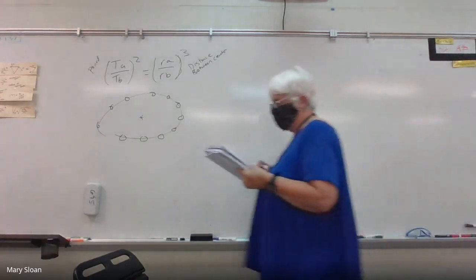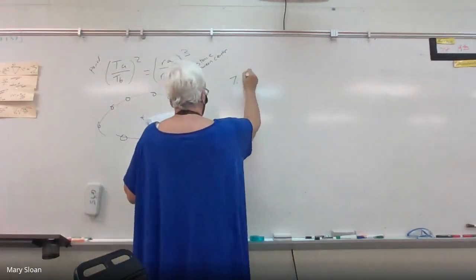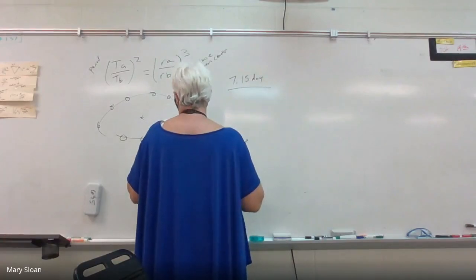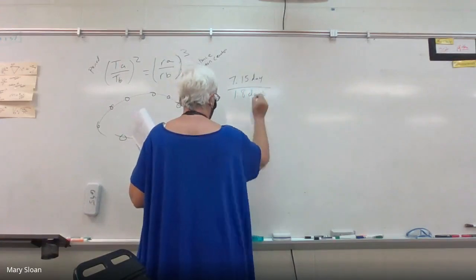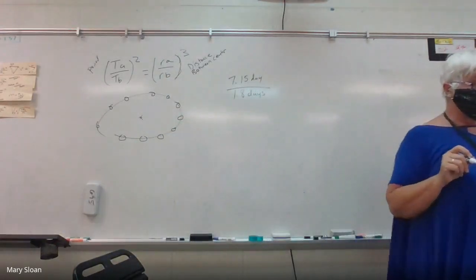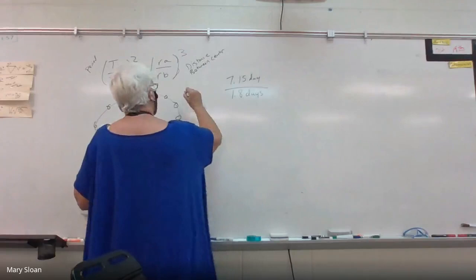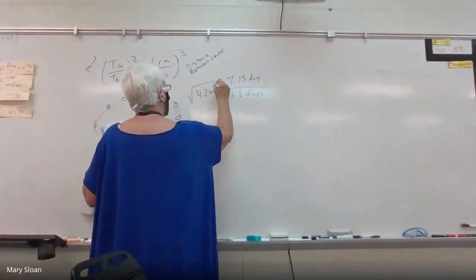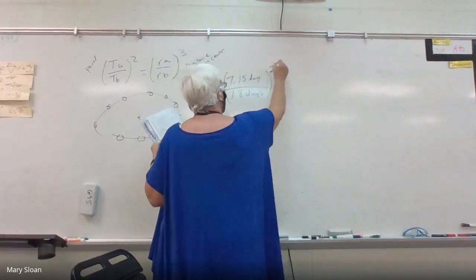Okay, so when we're talking about TA, that's our 7.15 days. What other thing do we have? Where did Miss Sloan get 1.8 days from? Your example problem 1. Yep, from problem 1. What else do we have? 16.7 days, yep, and 4.2 units. 4.2 units, correct. That's going to be cubed, and we're going to times this by this.